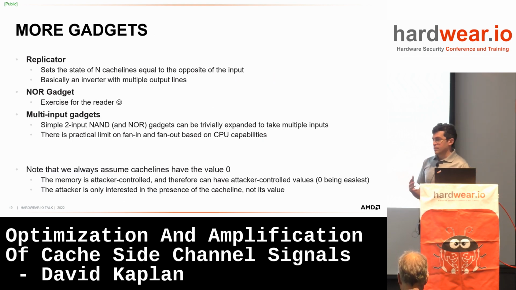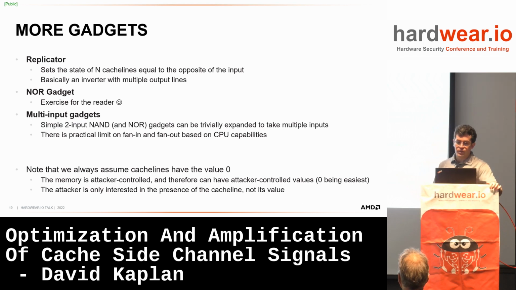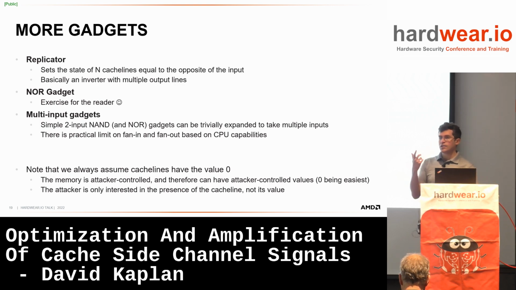Quite a number of things. One of the gadgets that we're going to use quite a bit in this talk is what I call a replicator. This is basically an inverter with multiple outputs. So instead of having one cache line B, we could have B, C, and D, etc. So this is great for copying the state of cache lines. You can build a NOR gadget. It's a little bit trickier. I would encourage anyone who's interested to try, and I'm available for questions.